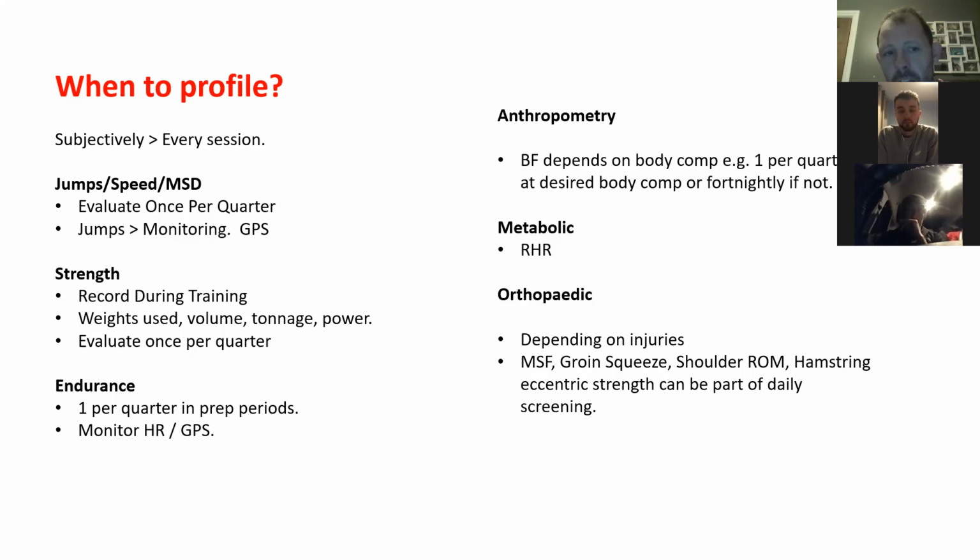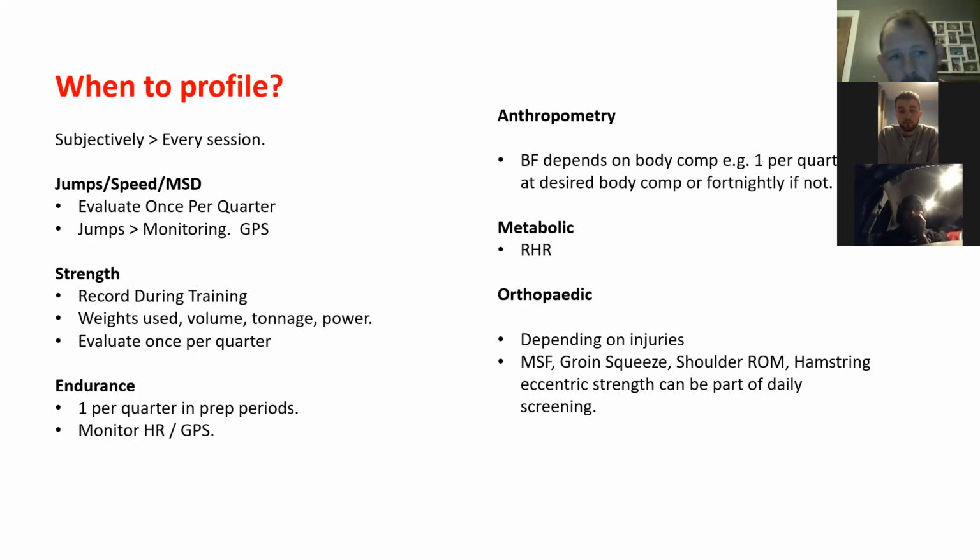But then objectively, when it comes to jump and multi-directional speed, I think once per quarter is really important. So if we're breaking our annual training plan into quarters, I will be looking to profile once per quarter when it comes to jump.